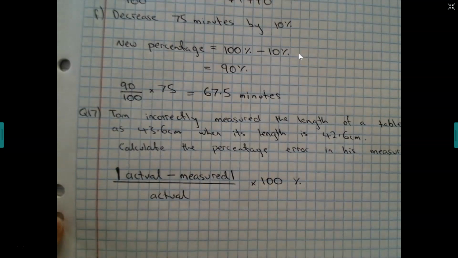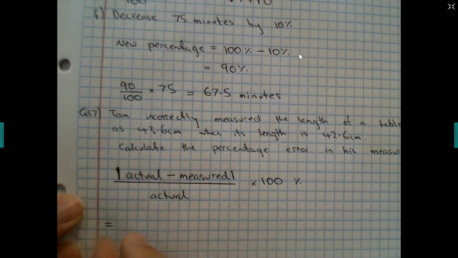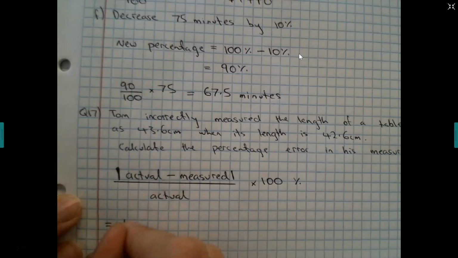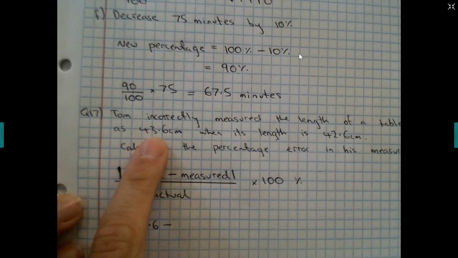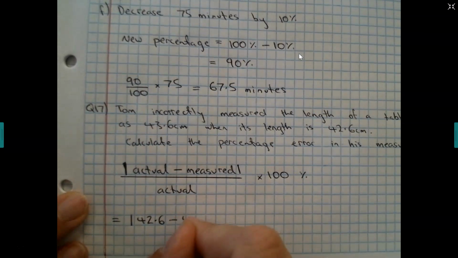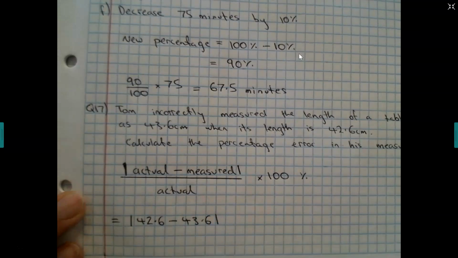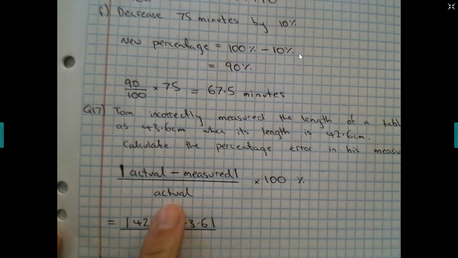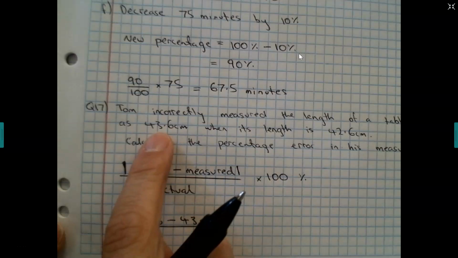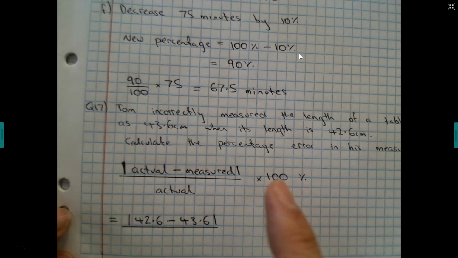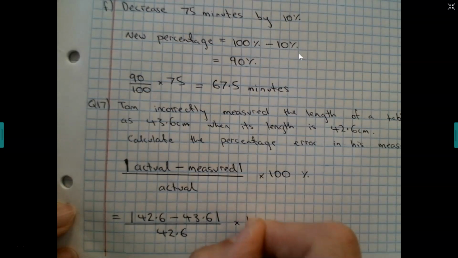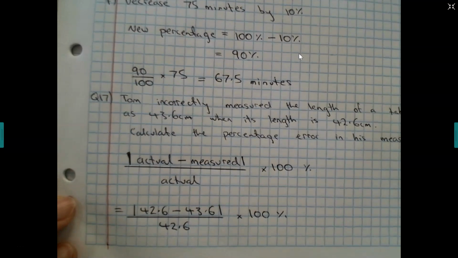All right, so in this situation, we'll have our actual value of the table is 42.6, and then we're going to subtract away his measured value, which is 43.6, over what is the actual value? The actual value is 42.6. And I'm going to multiply that by 100 to get the percentage error.